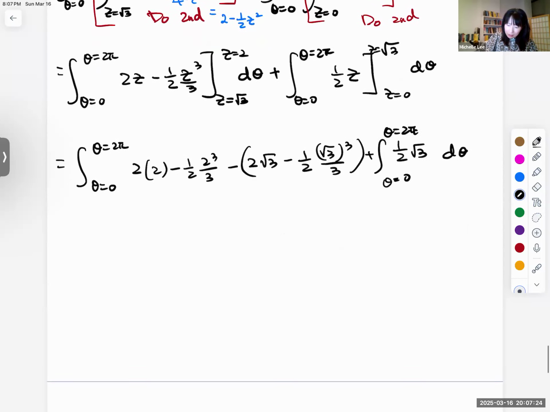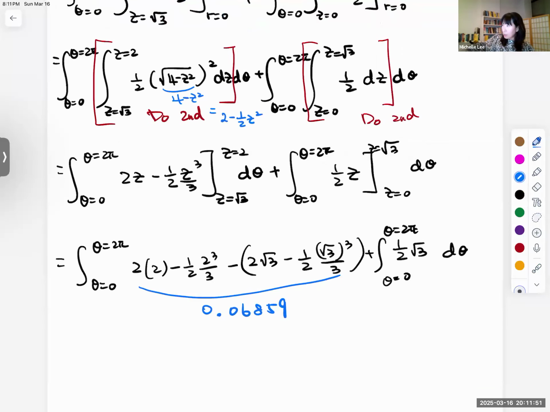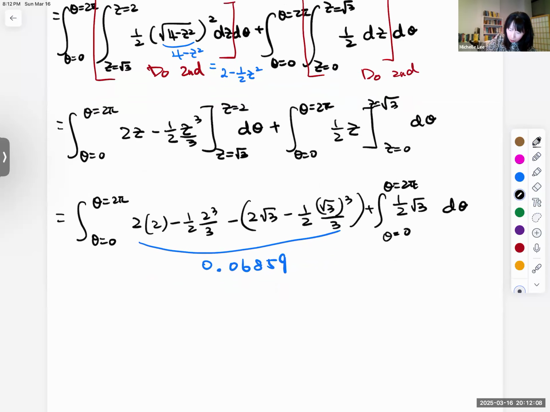Okay, now we have to calculate. Can you please calculate this one? All right, so I have this number. I cannot keep the fraction, and I want to do it quickly, so I was using the Desmos calculator. So we have 0.06859. All right, so let's integrate with respect to theta.